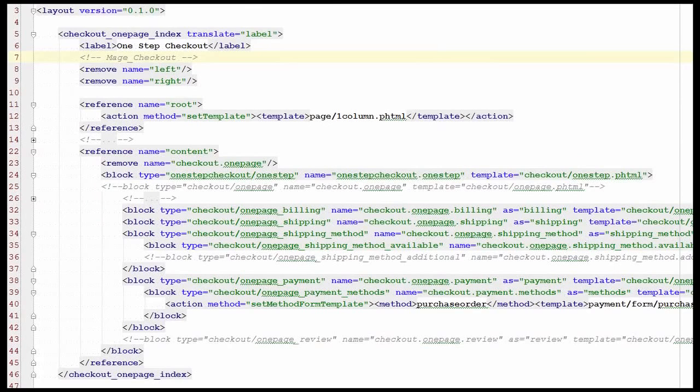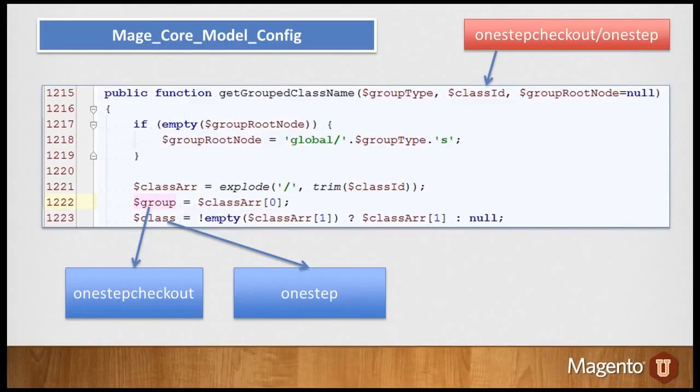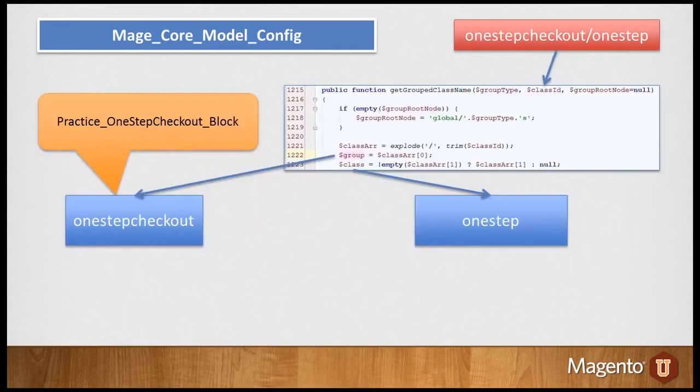When the system renders a layout, it looks for a block with the type OneStepCheckout/OneStep. Remember, we defined the type in our layout update file. The system splits OneStepCheckout/OneStep into an array using the slash as a separator. The first element of the array, the word OneStepCheckout, works as an alias for the Practice One-Step Checkout block class identifier.